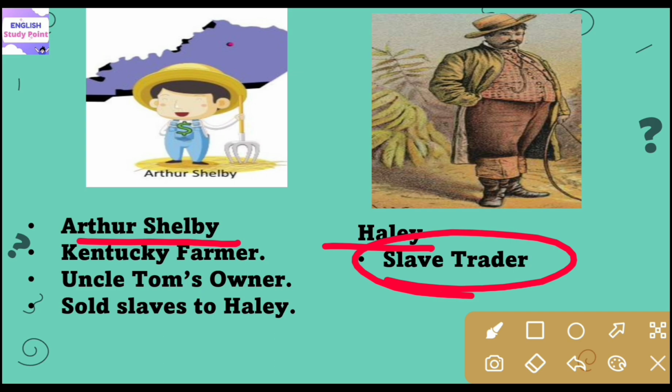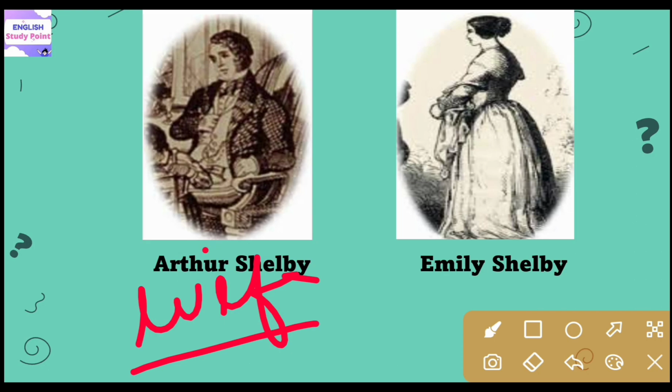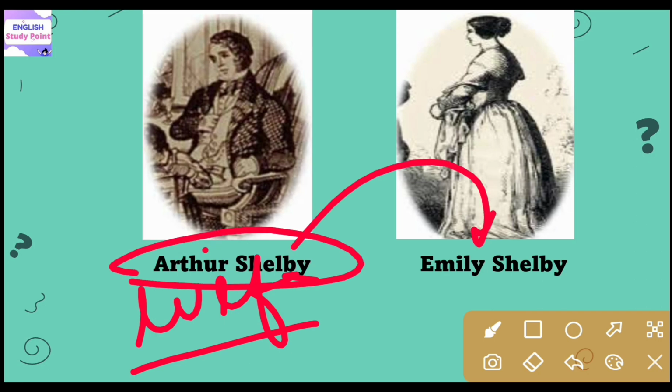Harry is the son of Mrs. Shelby's maid, whose name is Eliza Harris. So these 2 slaves are to be sold by Arthur. The wife of Arthur Shelby is Emily Shelby. Emily Shelby is very shocked because she has promised Eliza that Arthur Shelby would not sell her son.